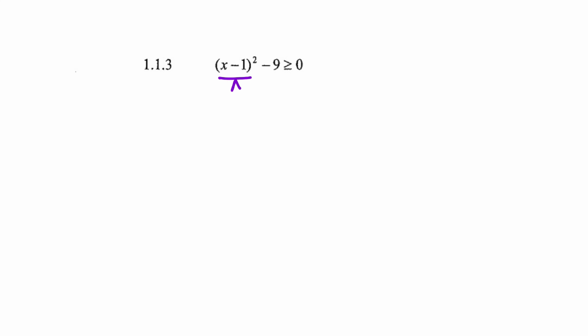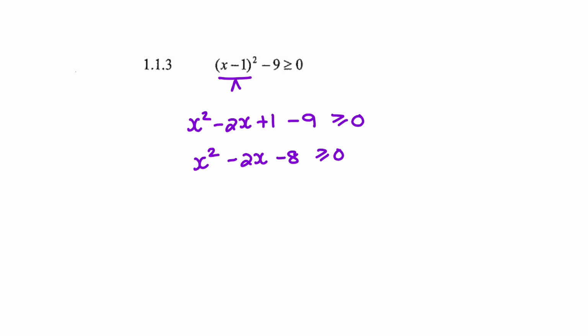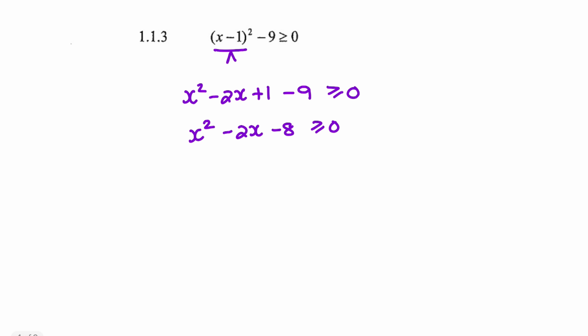So naturally, we want to multiply out those brackets. So when I expand, I have x squared minus 2x plus 1 minus 9 is bigger or equal to 0. Then I add my like terms together, and that is x squared minus 2x minus 8. Now what I can do is I can factorize this trinomial, and I hope you have practiced your factorization. So I'll have x and 4 and x and 2. This will create the 8.